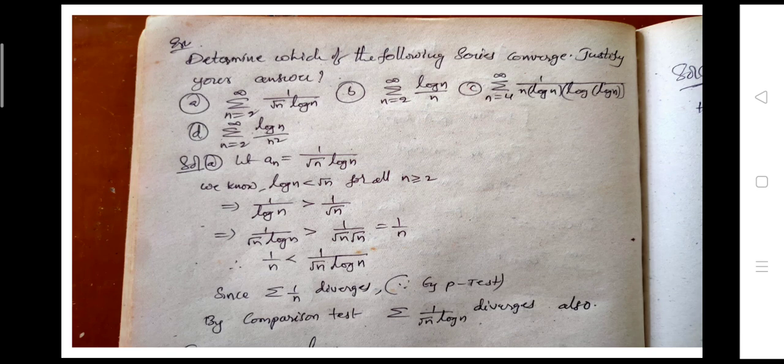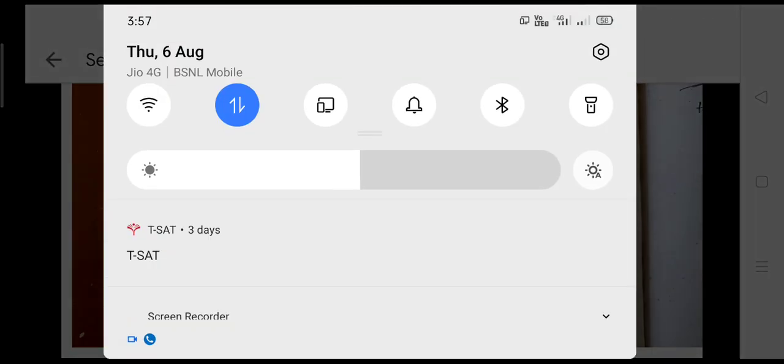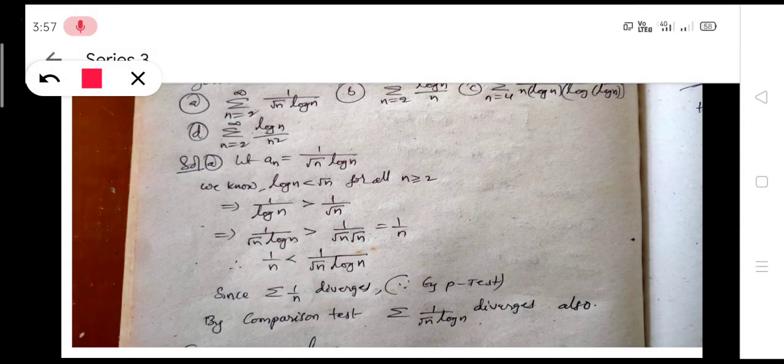Continue the next slide. Determine which of the following series converge. Justify your answers only. A, sigma n is equal to 2 to infinity 1 by root n log n. B, sigma n is equal to 2 to infinity log n by n. And C, sigma n is equal to 4 to infinity 1 by n into log n log of log n. And D, sigma n is equal to 2 to infinity log n by n square.